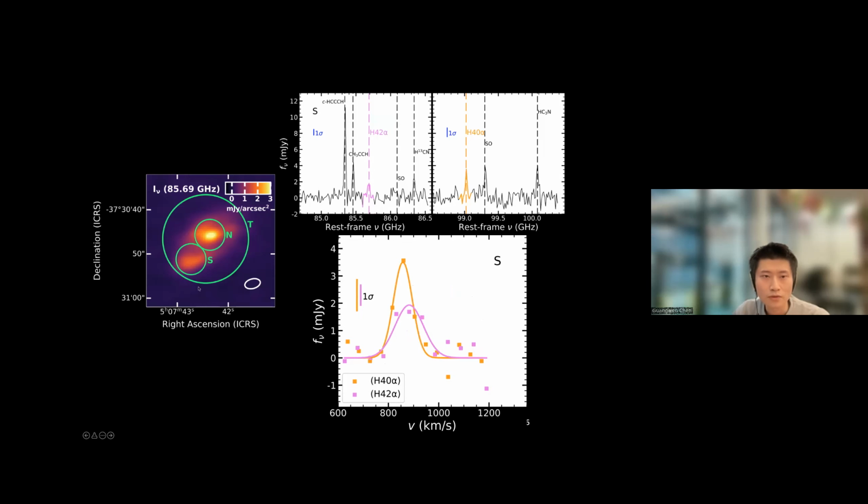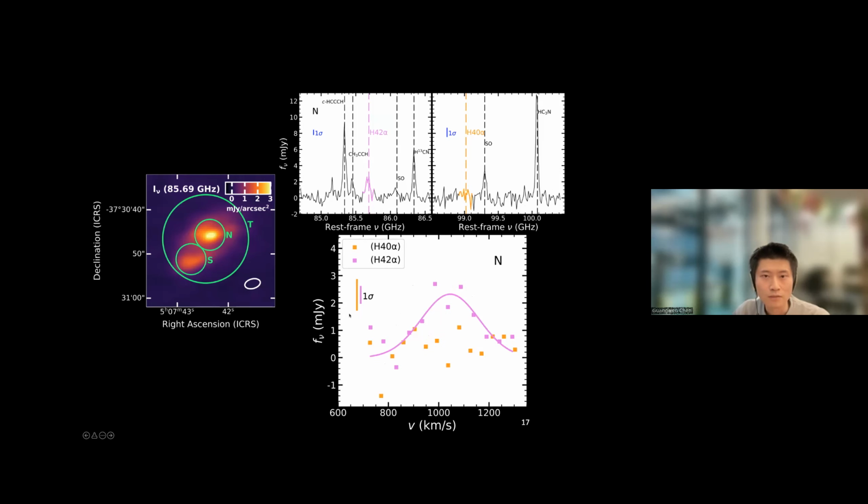If we go to the spectrum from the southern region, we can see that both line emissions are significant. But if we go to the spectrum from the nuclear region, we can see that there is no significant H40 alpha line emission. It is strange that the H40 alpha line emission is only detected in the southern region, while H42 alpha line emission is detected in both. The first possibility is the low signal-to-noise ratio for the spectrum at the H40 alpha line, which makes the line emission fall under the noise level.